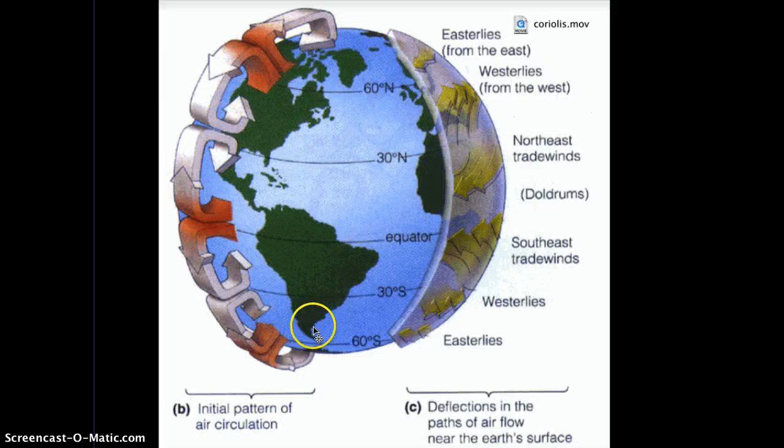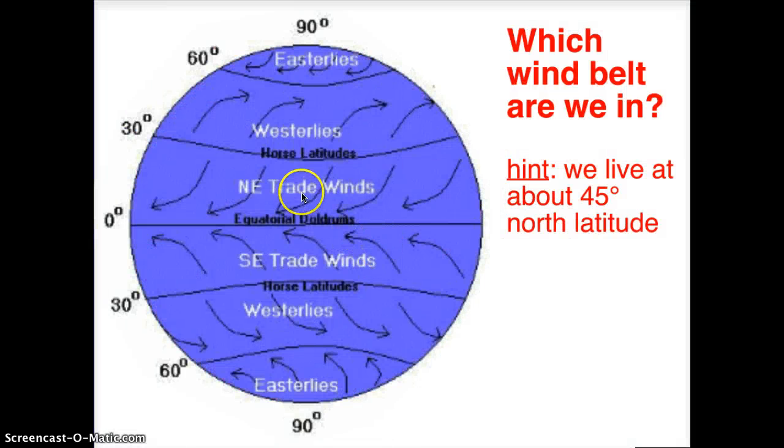Alright, so this model is only correct if the Earth isn't spinning. But since it is, what actually happens is we get these wind belts that move from west to east in this latitude, from east to west in this latitude, and you can just follow the arrows. So since Minnesota is in 45 degrees latitude, we are right up here.